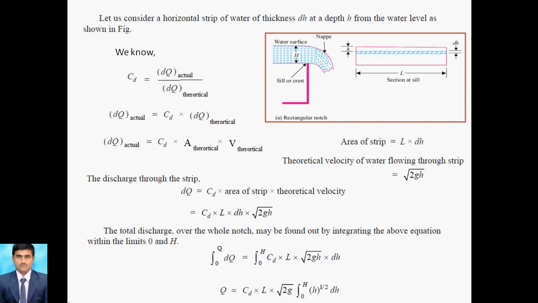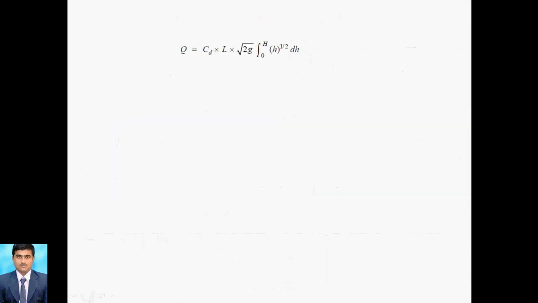Okay, so after that we can rearrange the terms. So dQ, the integration of that Q. Then Cd and L is constant because Cd and L are not changing, so I can keep them as they are. Root 2g also does not change, that's why I can take it outside of this. Then 0 to H, where small h is there, root h means h raised to 1 by 2, into dh. Now we can write the same term over here.